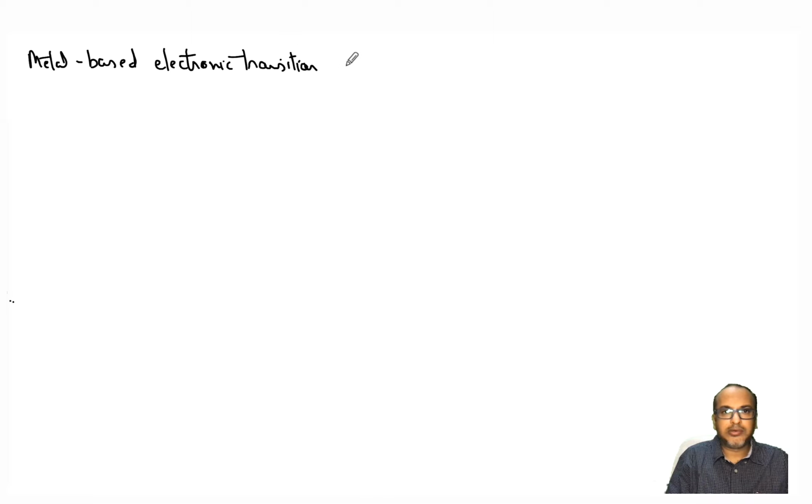So let me frame the question first. It's a solved example in Cotton, but let's see how to do this. So let's say it's a metal. We are talking about metal-based electronic transition of Mo2Cl8 4 minus species.